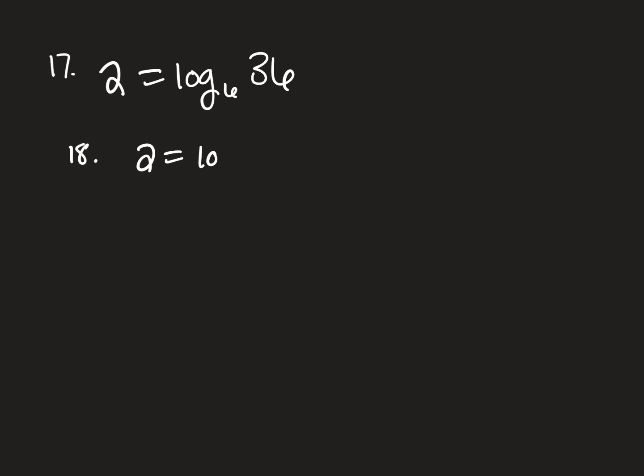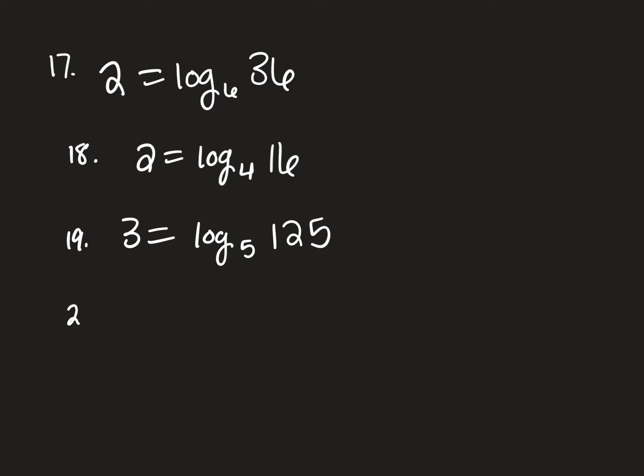17 to 22. So 17, you get 2 equals log base 6 of 36. And I had a couple people ask me, you can put log base 6 of 36 equals 2. It doesn't matter what side the equals sign is on. So then 18, you get 2 equals log base 4 of 16. 19 is 3 equals log 5 of 125. 20 is 4 equals log 3 of 81.